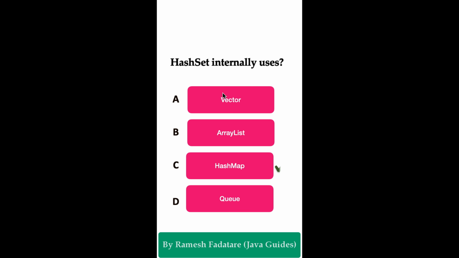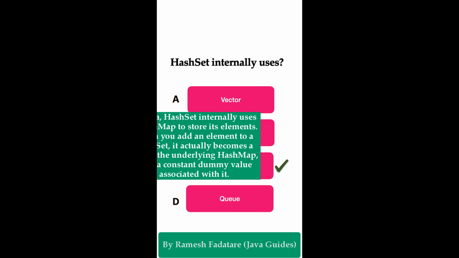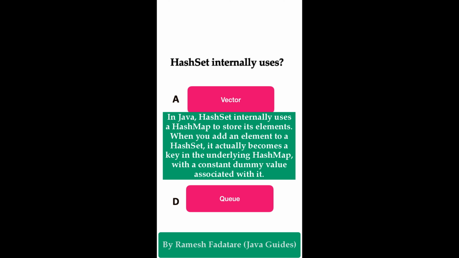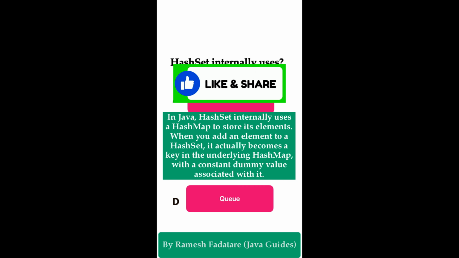The correct answer is option C, HashMap. Well, the HashSet class internally uses HashMap to store its elements. When you add an element to HashSet, it actually becomes a key in the underlying HashMap with a constant dummy value associated with it. The uniqueness of the elements in a HashSet is ensured because HashMap keys must be unique. So just remember, HashSet internally uses HashMap to store its elements.